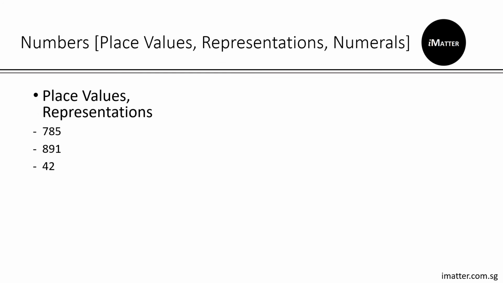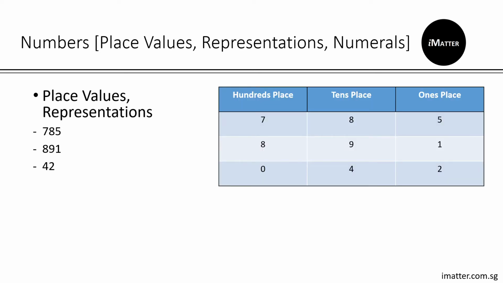Now starting off with place values, representations, as well as numerals, I have given you 3 different numbers, which are shown on the screen right now: 785, 891, as well as 42. Now, place values refer to the position of each digit, and I have flashed what place values mean in the table on the right. So as you can see, there are 3 columns that I have written out, which are the hundreds place, tens place, as well as ones place. Now, I have allocated the different digits in the different columns, and now these show you their place values.